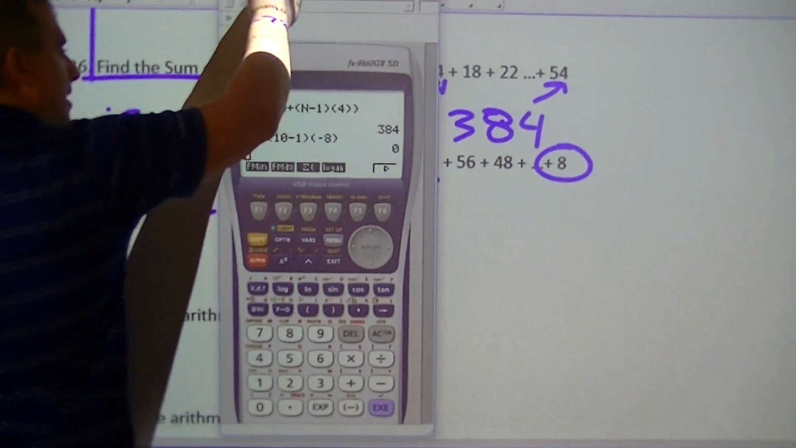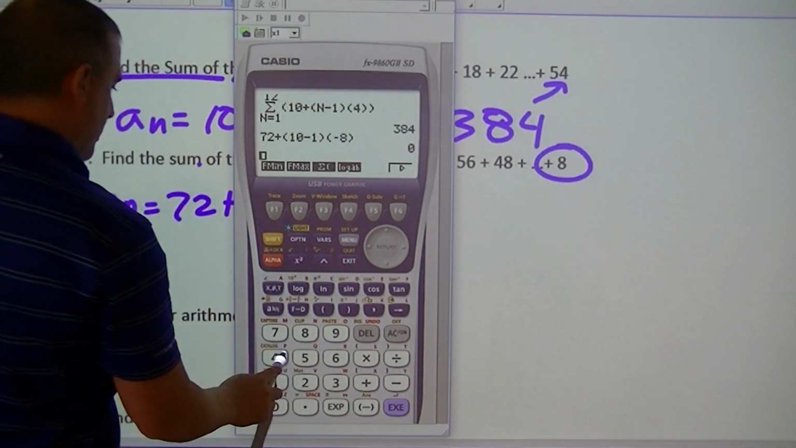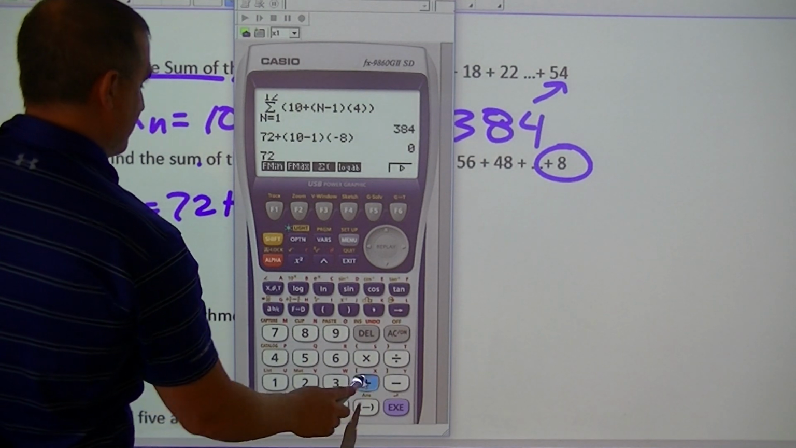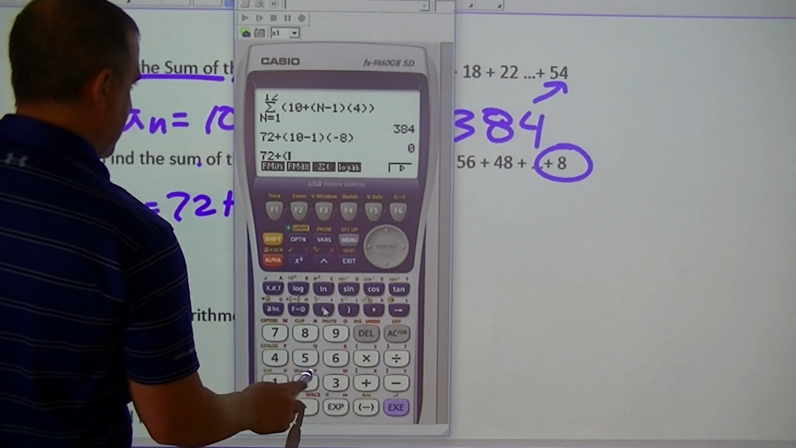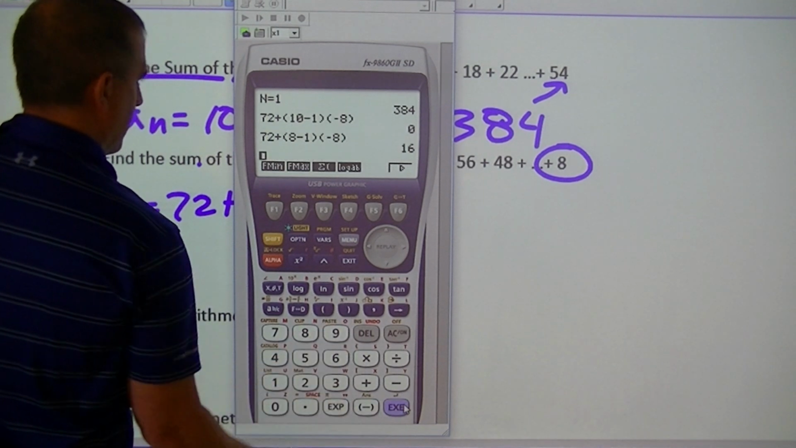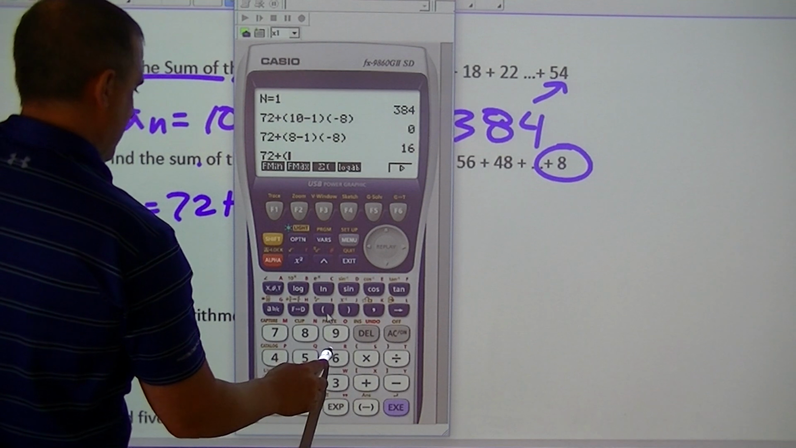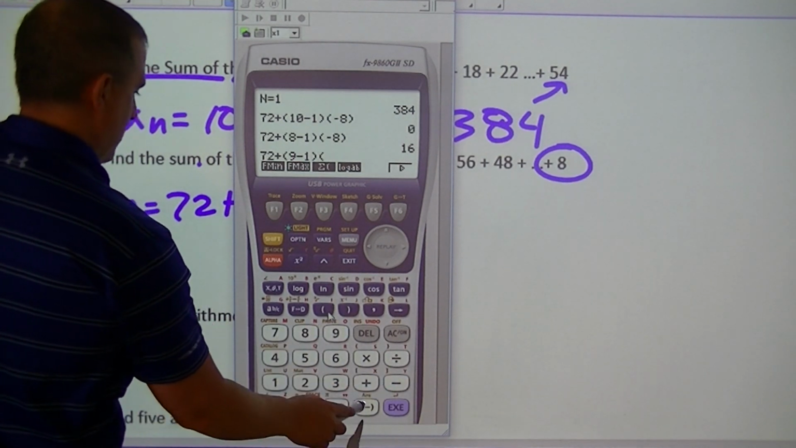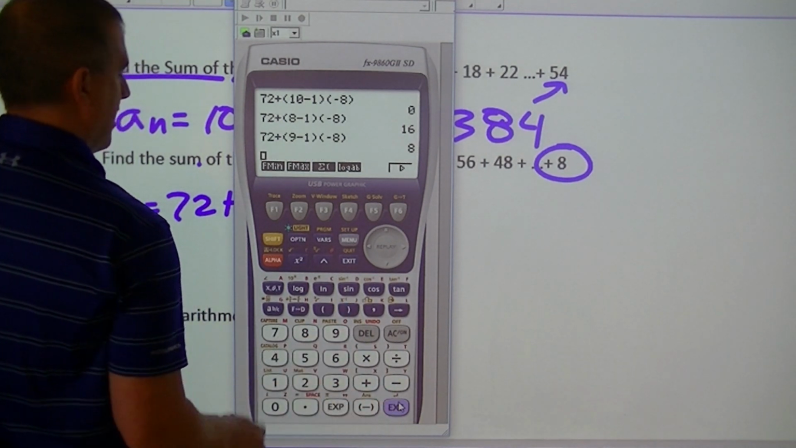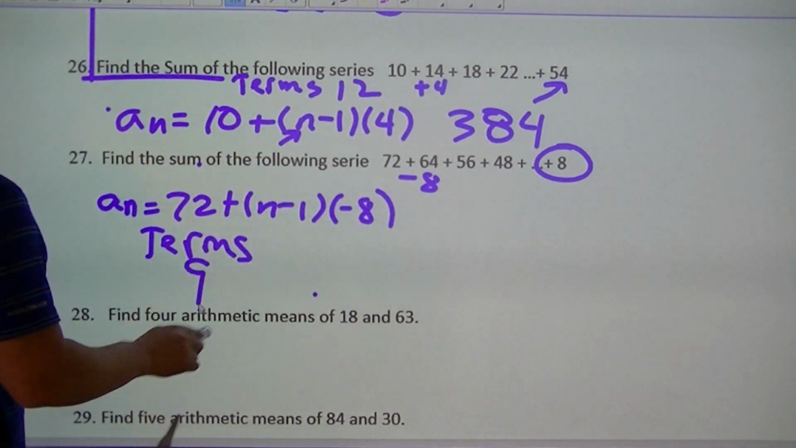Okay, that's too much actually. I'm going to go a little bit less. Let's go 9. Let's go 8. 8 minus 1, and -8. Okay, too much. I think I've got to go 9. 9 minus 1, -8. And that matches. So my number of terms is 9.